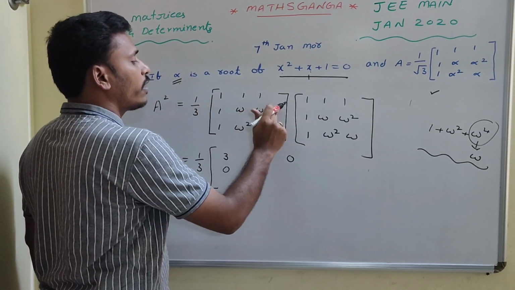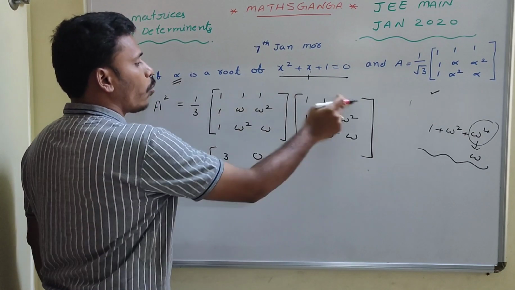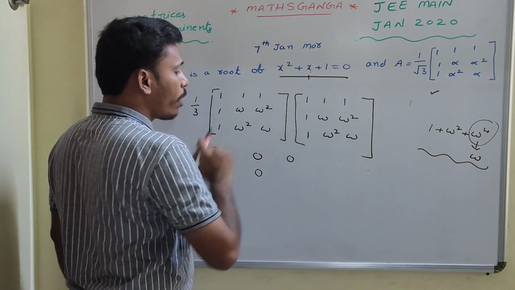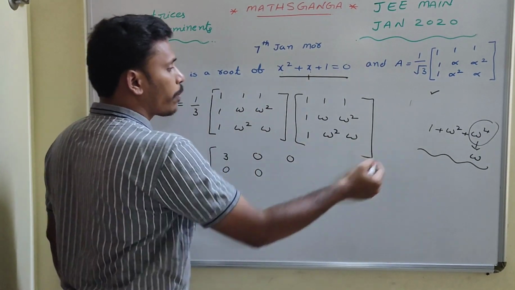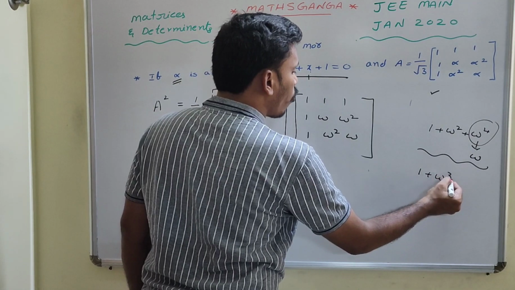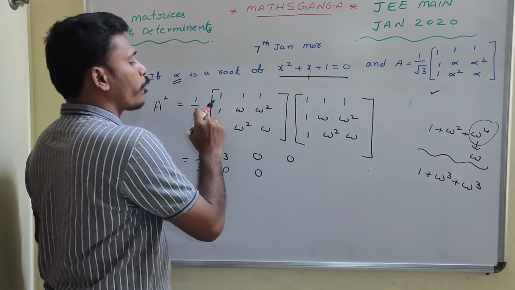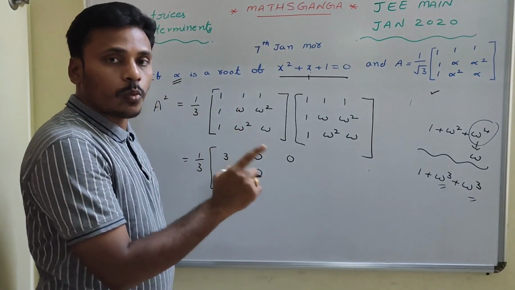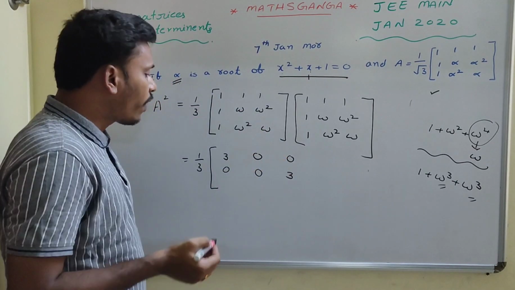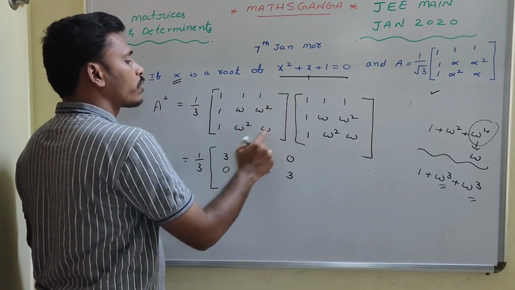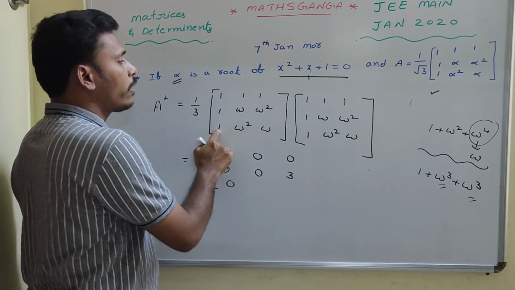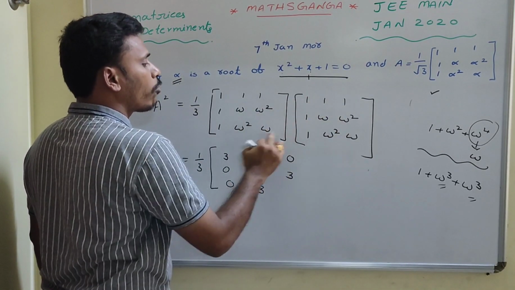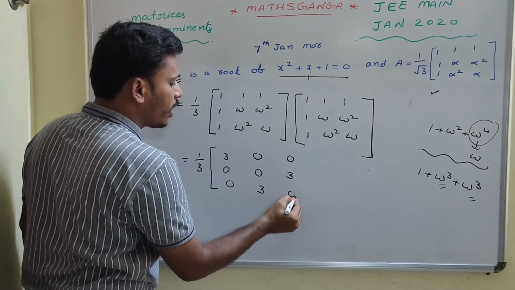Clear? And then multiply the second row with the third column. In this case, 1 into 1, omega into omega square is omega cube, and omega square into omega is omega cube. So 1 plus omega cube plus omega cube is the product of the second row with the third column. We know that omega cube is 1, so 1 plus 1 plus 1 is 3, and here it is 3. In the same fashion if you run the third row, 1, omega square and omega, this is 0. And then 1, omega cube and omega cube, this is again 3. And then 1, omega power 4 and omega square, again you get 0.